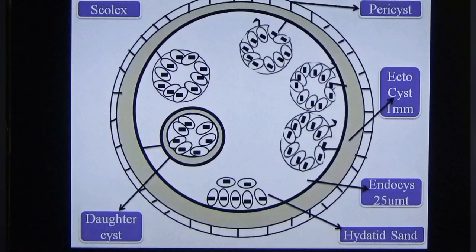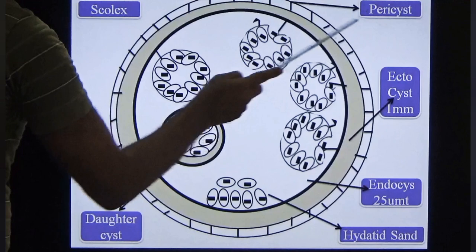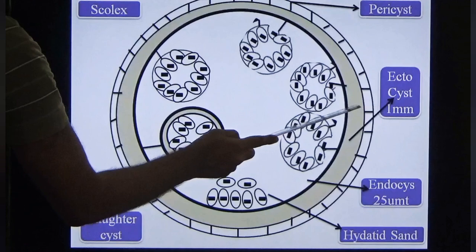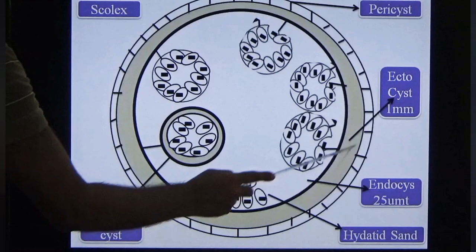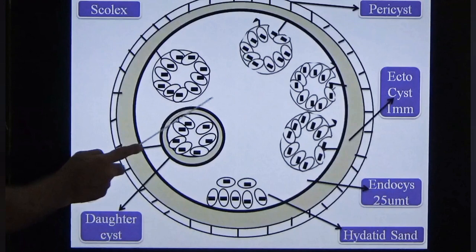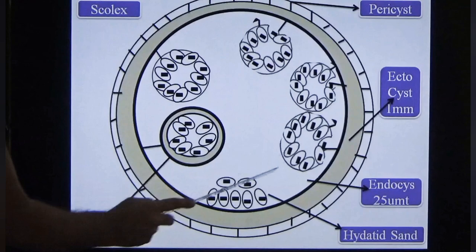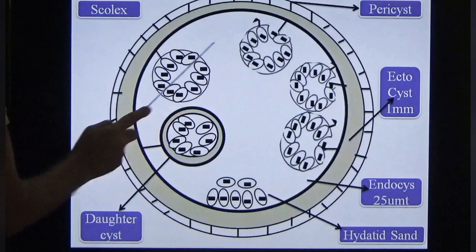This hydatid cyst is made up of three layers. The first layer is known as the pericyst, the outermost layer. The second layer is known as the ectocyst, and the third layer, inside, is known as the endocyst. The size of the ectocyst is 1 mm. The size of the endocyst is 25 micron. Inside the endocyst there are some things, the brood capsules. We'll discuss everything in detail.